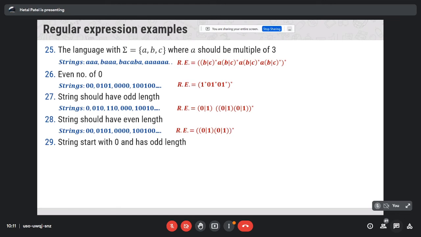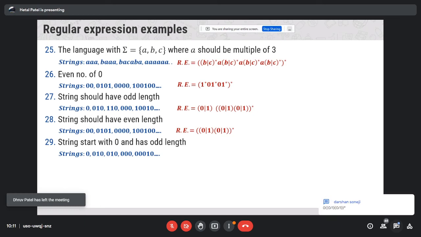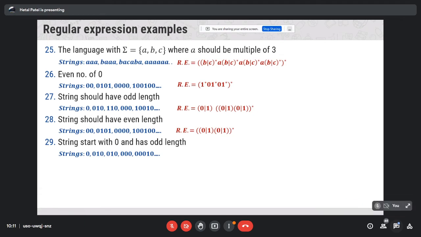Previous 27 number string having the odd length, you have already seen it. Previous માં odd length string ની આ રીત તમને ખબર છે. But અહીંયા એક more condition add થઈ છે કે it is always starting with 0.